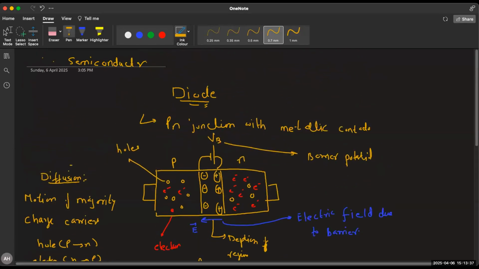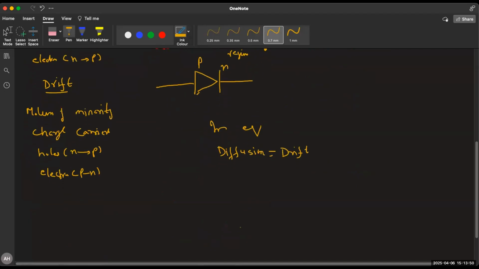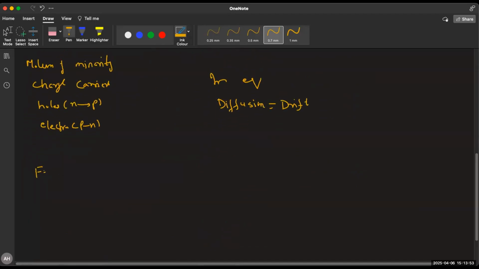If you want to use this in a circuit, then you will bias this diode. Biased means you will either support diffusion or you will support drift. If you support diffusion, then we call it forward biased. If you support drift, then we call it reverse biased. In forward biased diodes, diffusion is greater than drift.